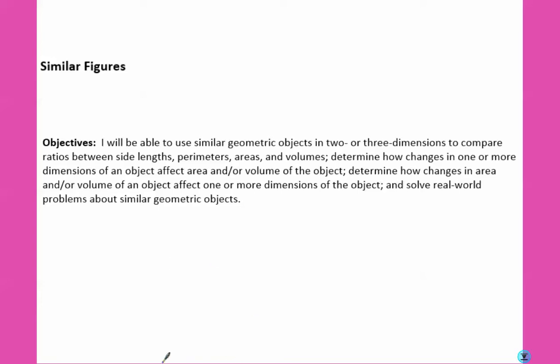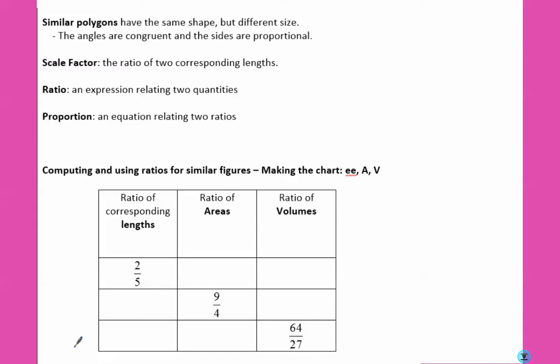All right, today we're going to be talking about similar figures. Similar polygons have the same shape but different sizes. The same things go for similar figures in 3D. The angles are congruent and the sides are proportional. The scale factor is the ratio of two corresponding lengths.